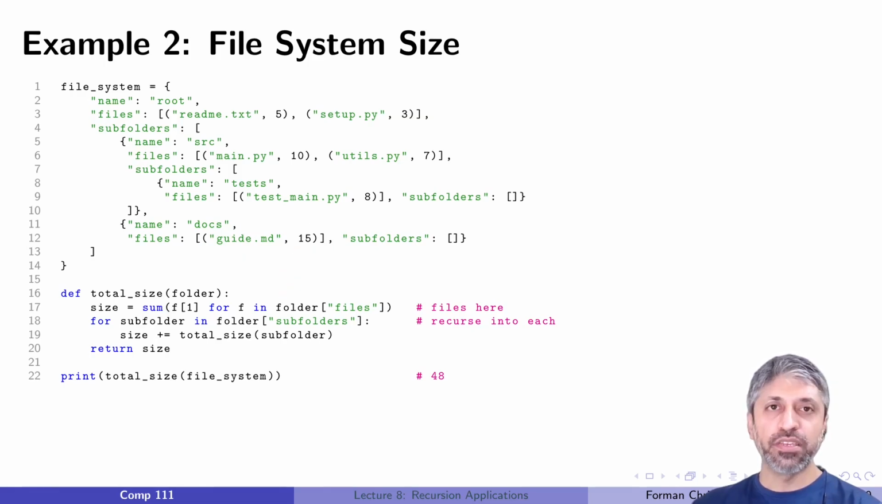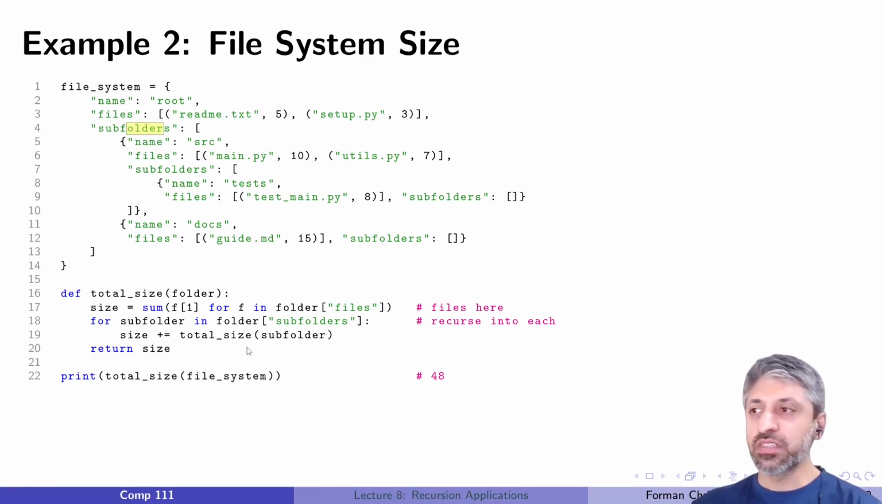So if we look at the data structure at the top, each folder has a name, a list of files, where each file is a tuple of a name and a size, and a list of subfolders essentially. So this is the name of the folder, it has files, and then it has subfolders. And then this can recursively go on for a very deep level.